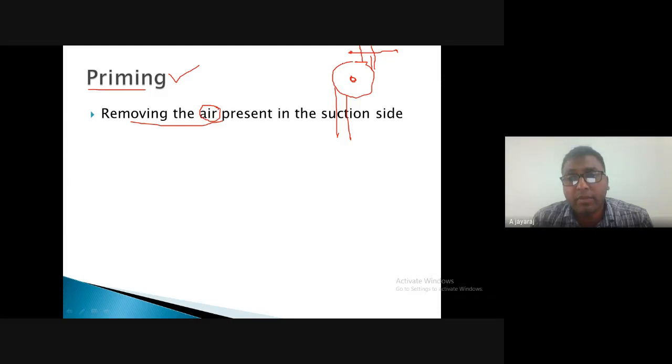See, when this pump is completely filled with air, let us say the pump is completely filled with air.